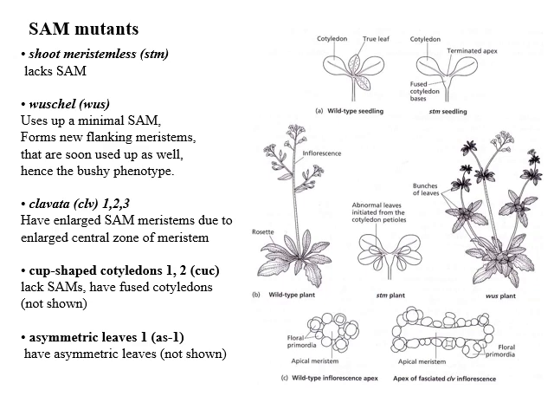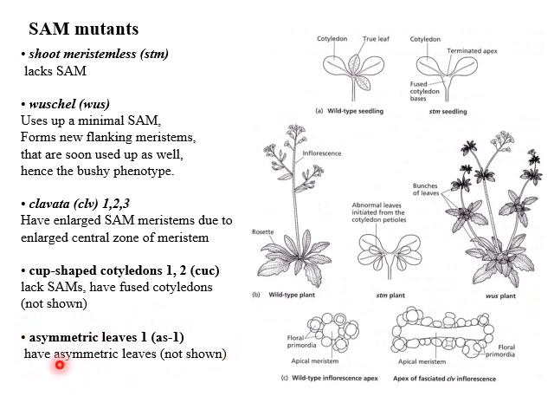I'm also going to mention a couple of mutants that are not shown here. Cup-shaped cotyledons 1 and 2. The acronym for that mutant is CUC, and it lacks shoot apical meristems and has fused cotyledons, which is not shown here. And also asymmetric leaves 1, AS1, have asymmetric leaves, as the name indicates.